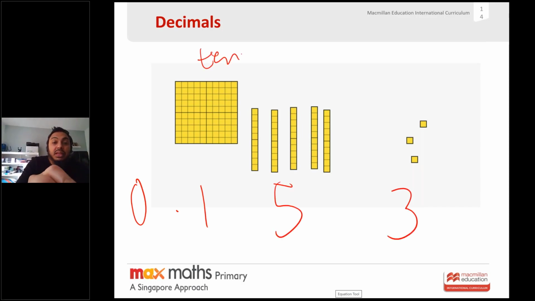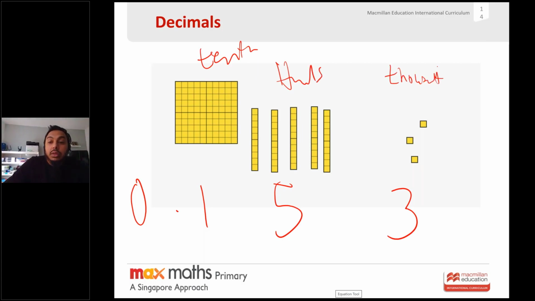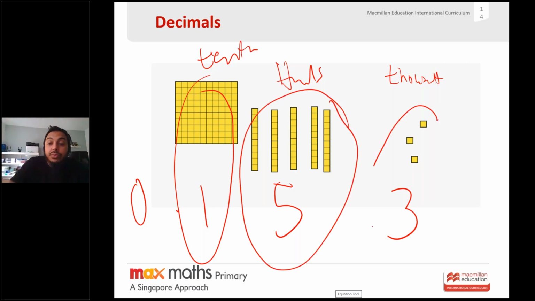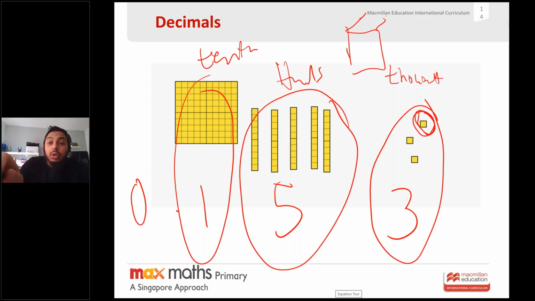This is my tenths, hundredths, and thousandths. And therefore, you can see that I've got 1 tenth, 5 hundredths, and 3 thousandths. Remember, I need 1,000 of these to make the big cube, right? And therefore, this is 3 thousandths. Does that make sense?